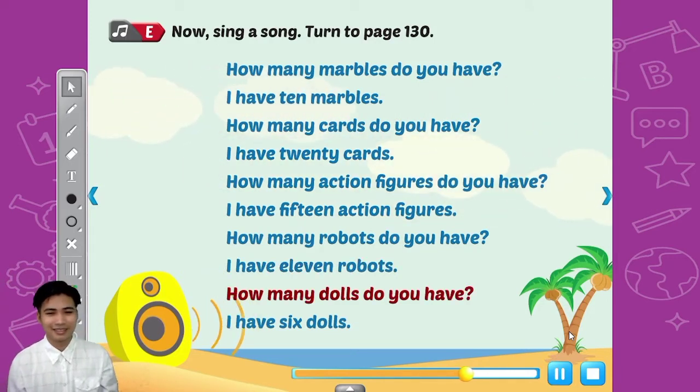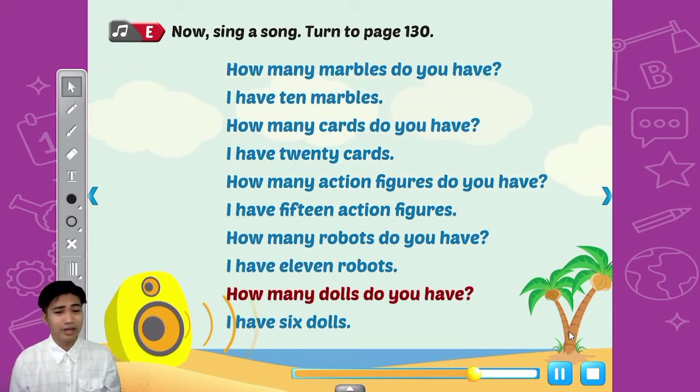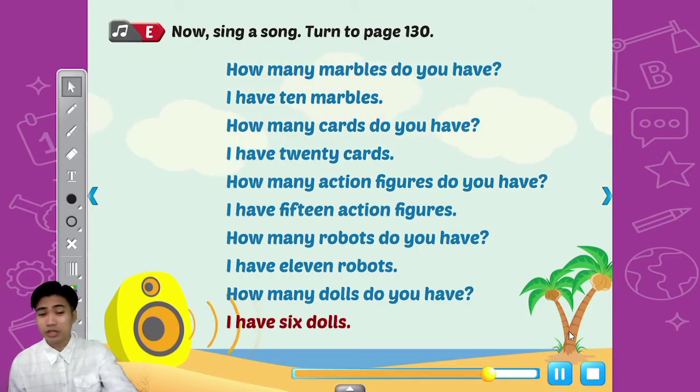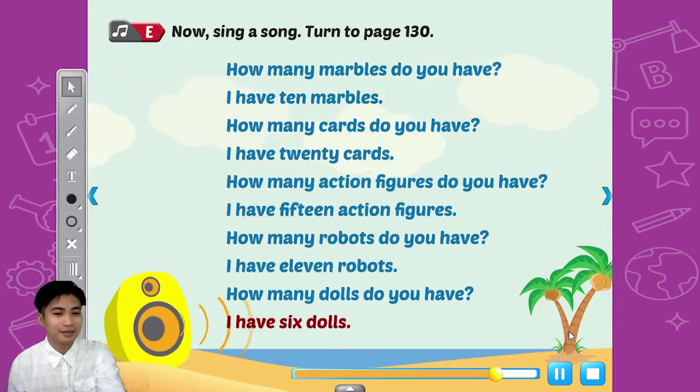How many dolls do you have? I have 6 dolls.